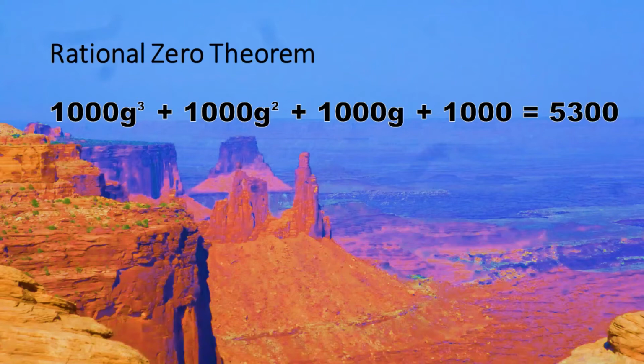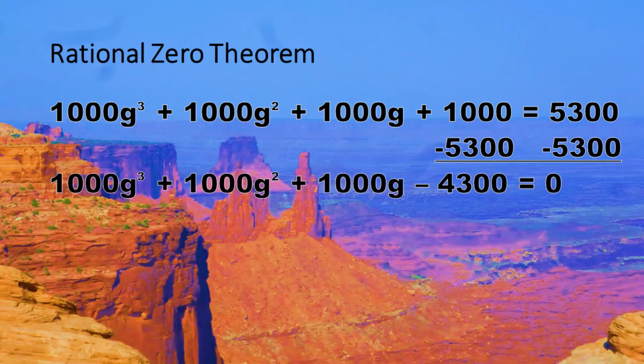The actual problem sets it to 4,300, but I'm not allowed to give you the exact answers, so I'm just setting it to 5,300 instead. So naturally we're going to subtract 5,300 from each side, because in order to get it to standard form we need to equate one side to 0. And so we're left with this, which is a polynomial in standard form.